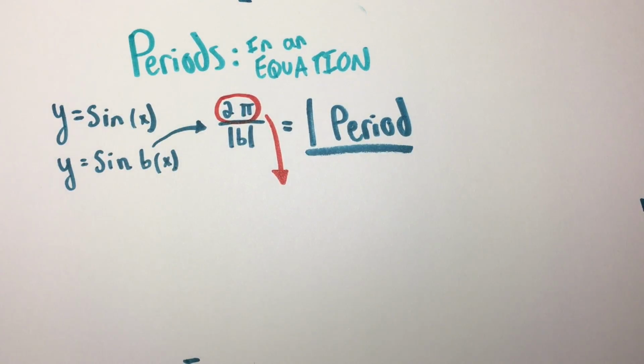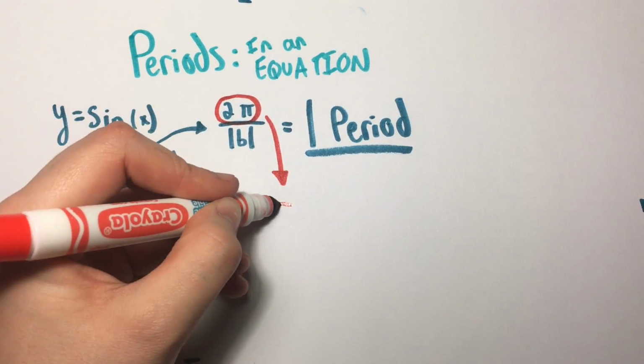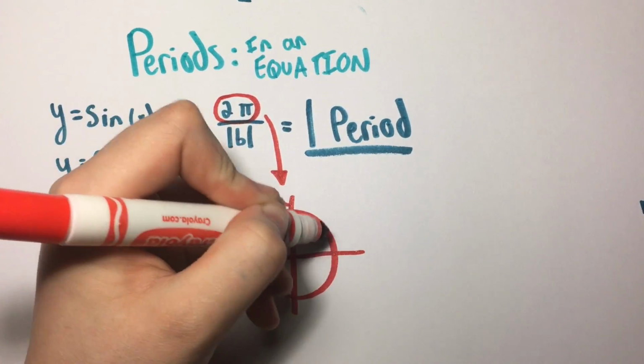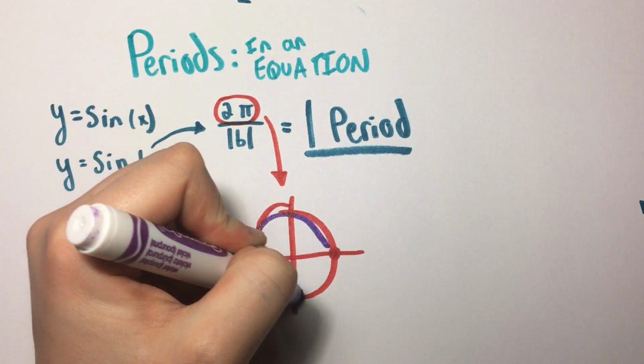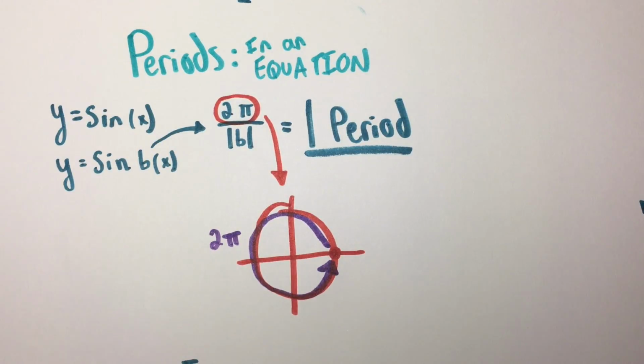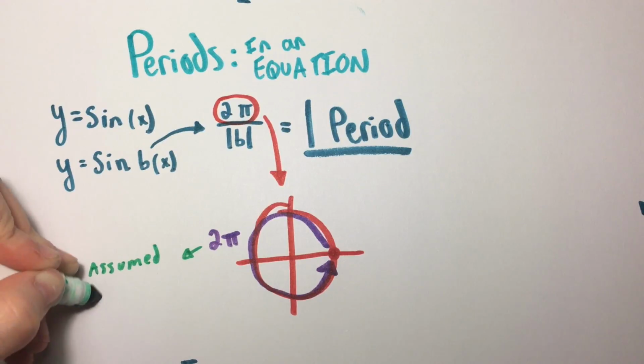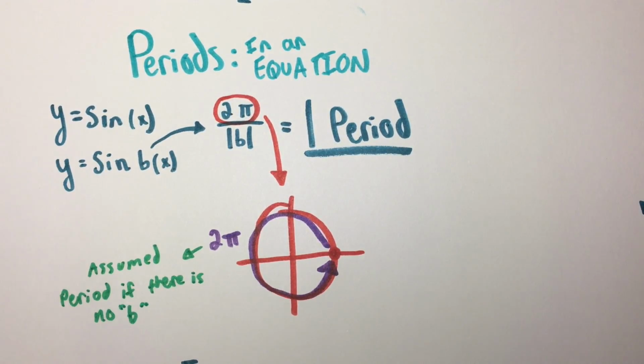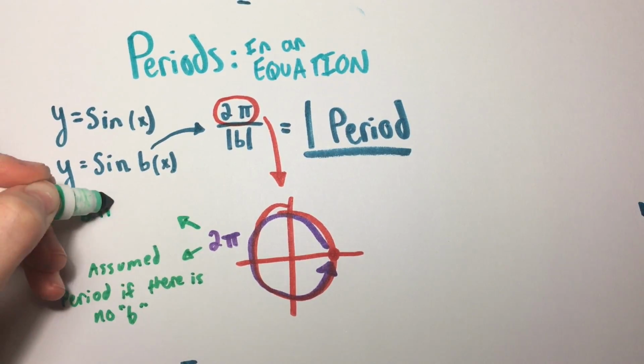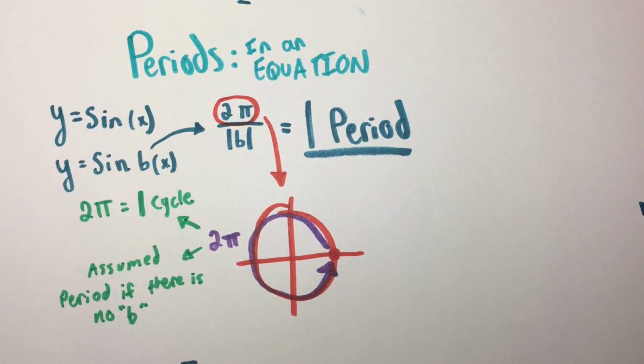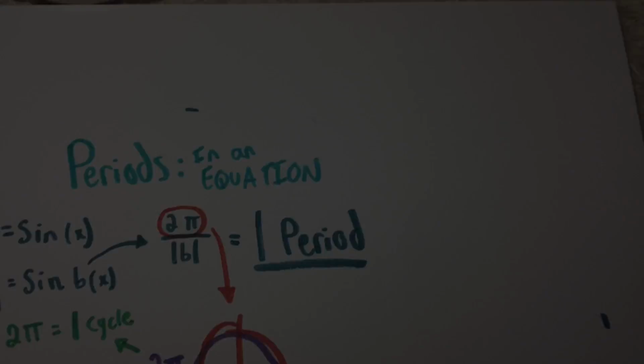2 pi is a pretty important value in trigonometry and the unit circle, because if you put any point on the unit circle, the distance that it takes to get back to that point by going around the circle is 2 pi. 2 pi is also the assumed period if there is no b value. Basically, 2 pi represents the distance of one cycle. And so by dividing it by b, we are manipulating that to make our periods longer or shorter.